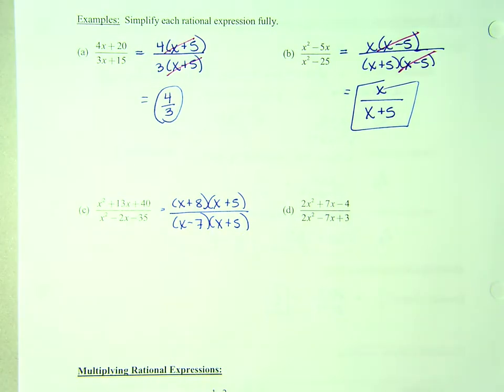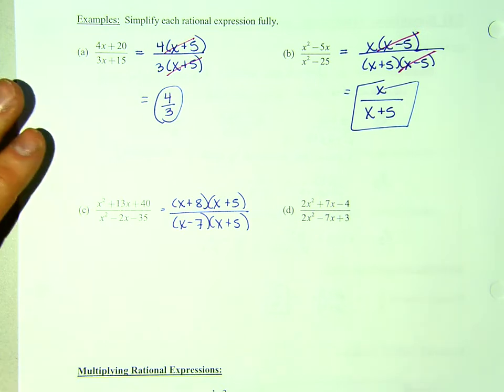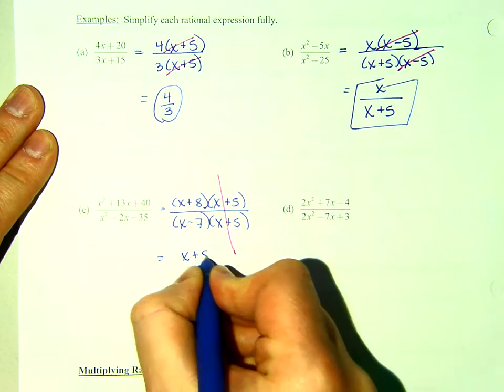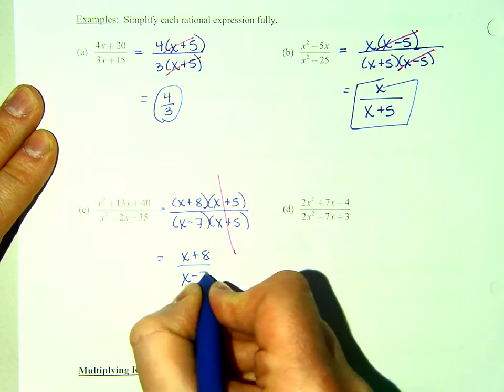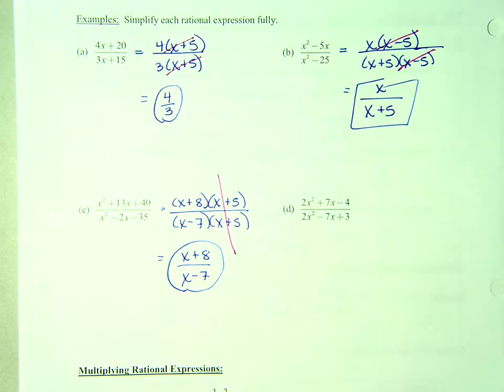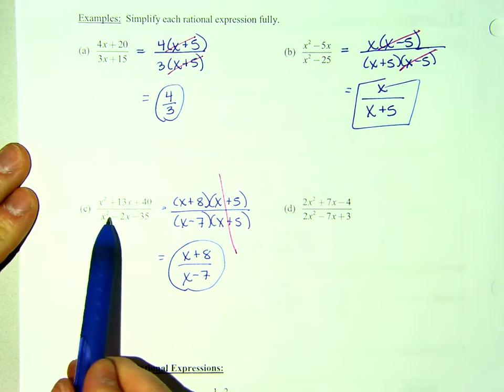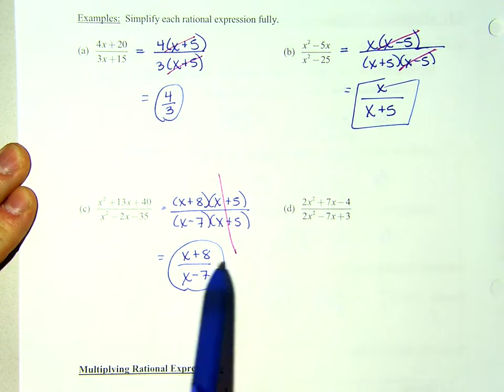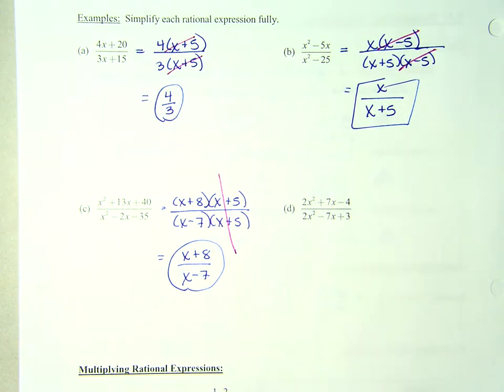Josh, can I do anything? Cancel the x plus 5. X plus 8 over x minus 7. What this also means is if you pick any x value and plug it into this thing, you'll get the same fraction as if you just pick any x value and plug into this version. It's just a simplified version.